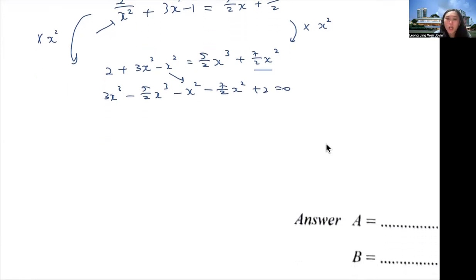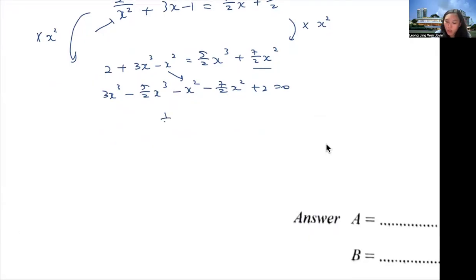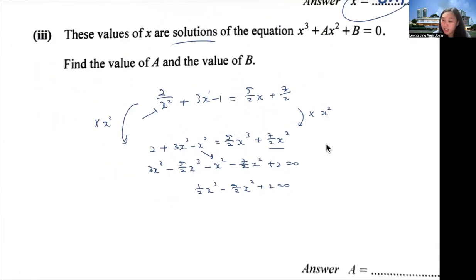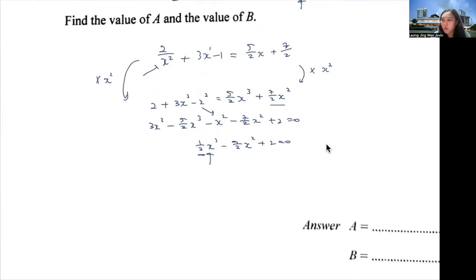Okay, from here on, I can just simplify. So 3 minus 5 over 2, I will get 1 over 2 x cubed. And then minus 1 minus 7 over 2, I will get minus 9 over 2 x squared plus 2. Now this looks very familiar, like the equation that we have. Do you notice something? It looks similar, but it's not quite there yet. I need an x cubed plus ax squared plus b. Right now, my x cubed over here, I got 1 over 2. So how to get rid of the half?